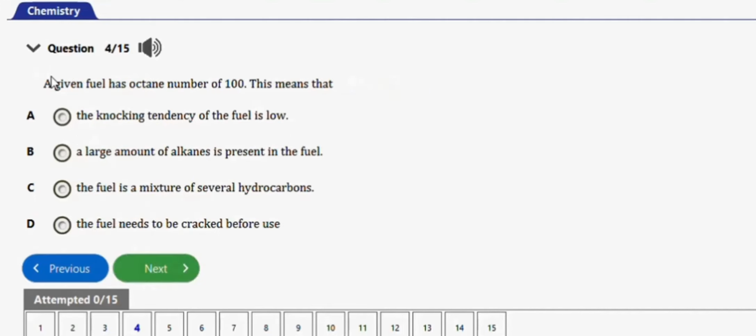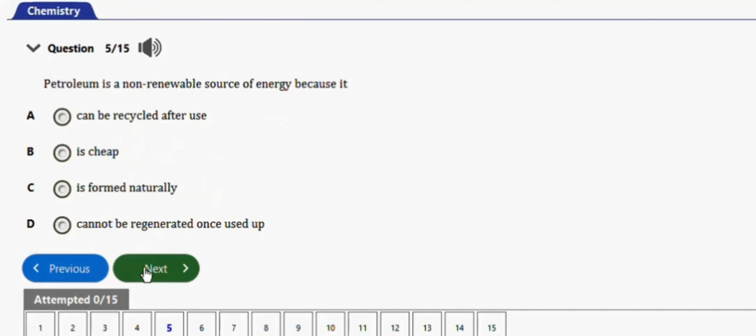Alright, so the next question will be this one. It says a given fuel has octane number of 100. This means that the knocking tendency of the fuel is low. Yes, so guys, that's the answer to the question. Option A, the knocking tendency of the fuel is low. Very correct.